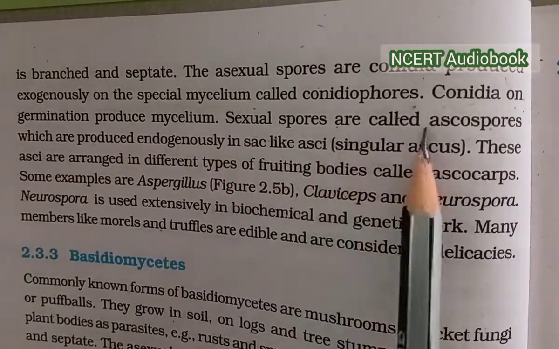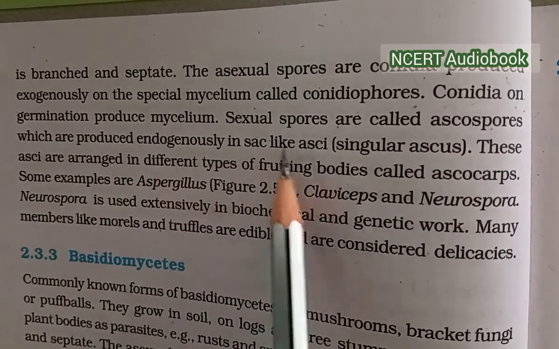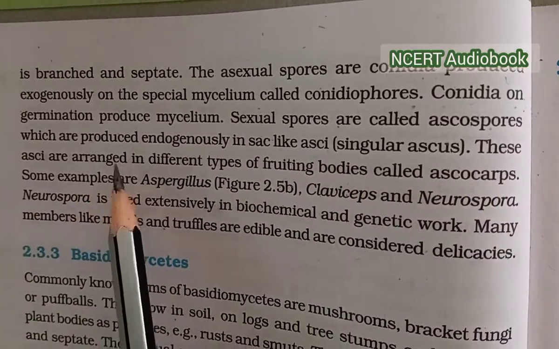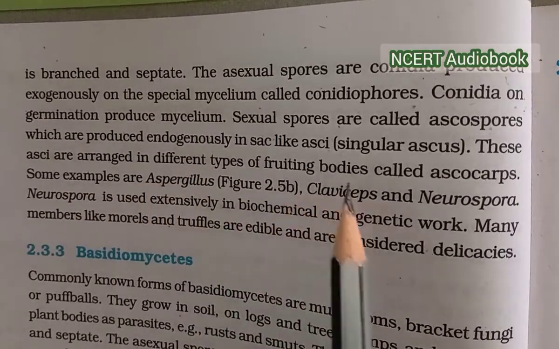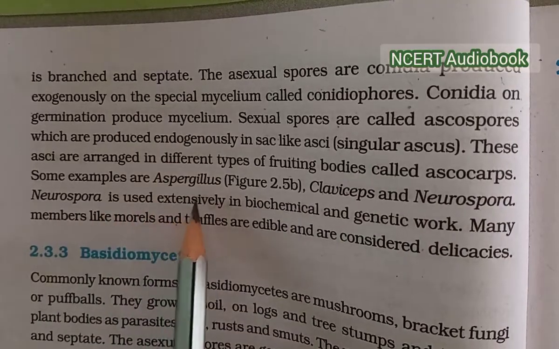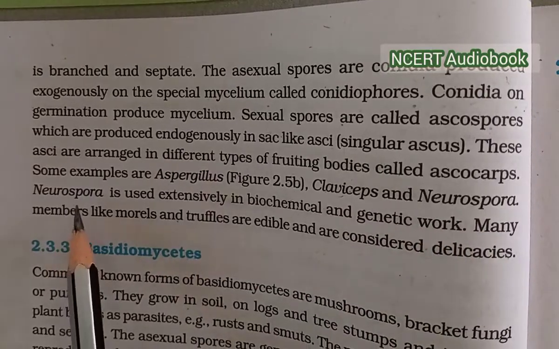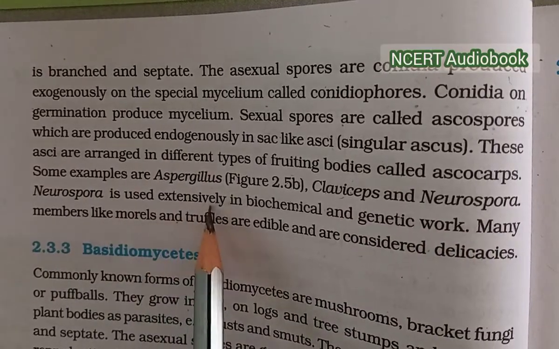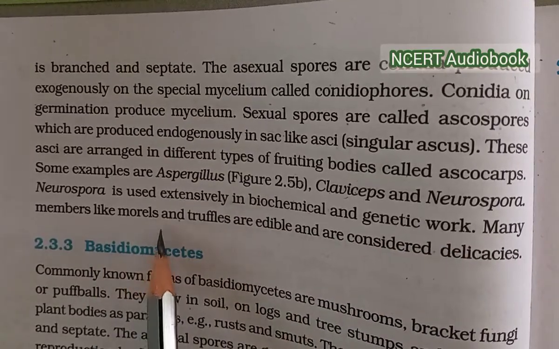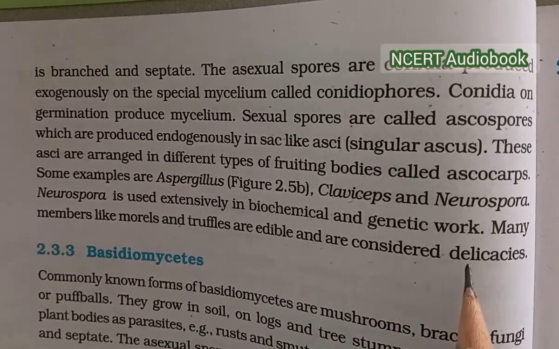Sexual spores are called ascospores, which are produced endogenously in sac-like asci, singular ascus. These asci are arranged in different types of fruiting bodies called ascocarps. Some examples are Aspergillus, Claviceps, Neurospora. Neurospora is used extensively in biochemical and genetic work. Many members like morels and truffles are edible and considered delicacies.